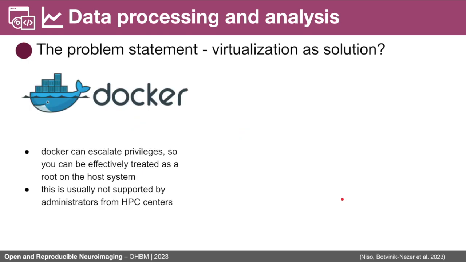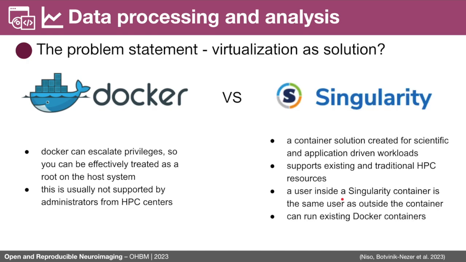So the thing with Docker is that it can easily escalate privileges of a user on a given system, because you need to be effectively treated as a root on the host system, and this is usually not supported by administrators from, let's say, HPC centers and other comparable architectures, because there's a lot that can go wrong rather easily and fast. For this, there's a specific software container solution called Singularity, which is specifically focusing on scientific and application-driven workloads that supports existing and traditional HPC resources.